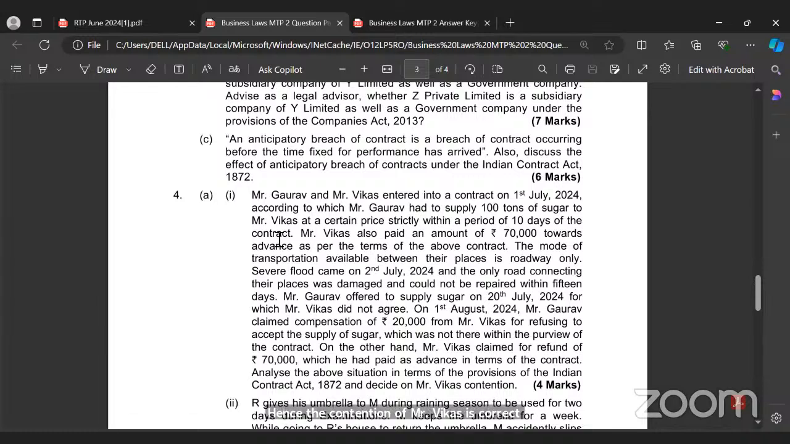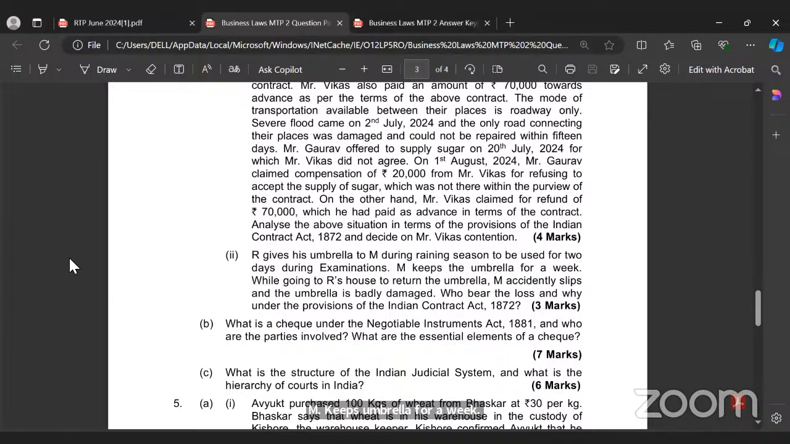Yes, sir. Second one: R gives his umbrella to M during rainy season to be used for 2 days during examination. M keeps the umbrella for a week. While going to R's house to return the umbrella, M accidentally slips and the umbrella is badly damaged. Who bears the loss and why under the provisions of the Indian Contract Act 1872? 3 marks. This is a bailment.